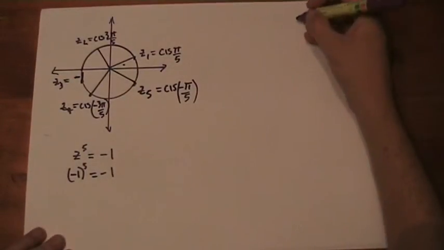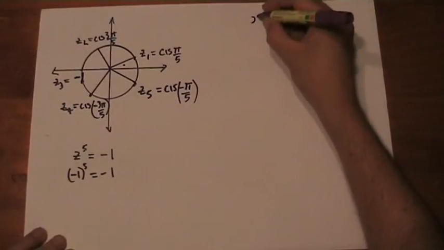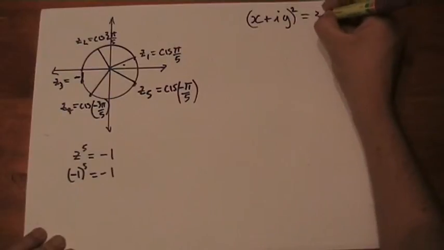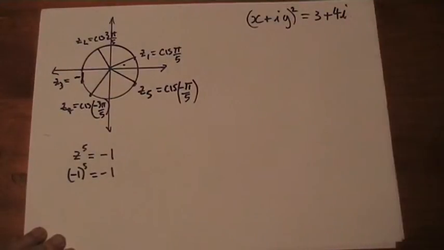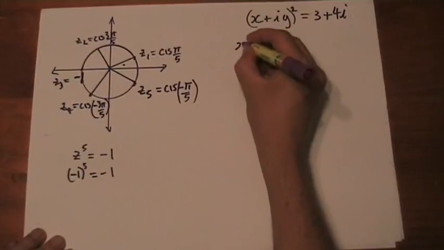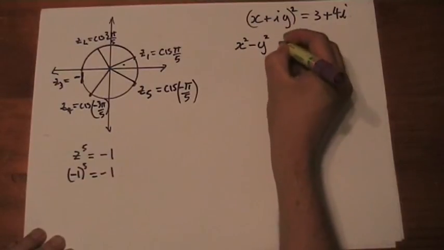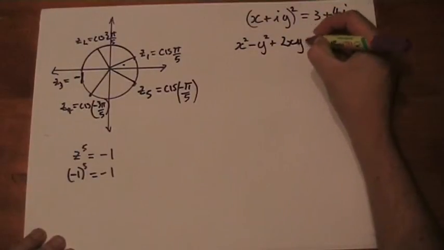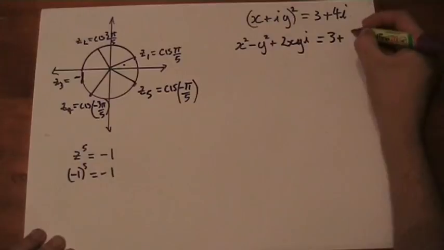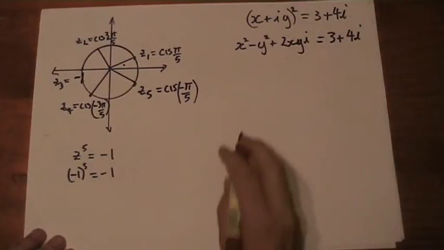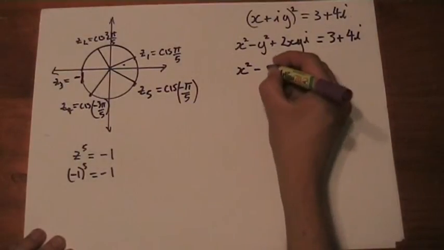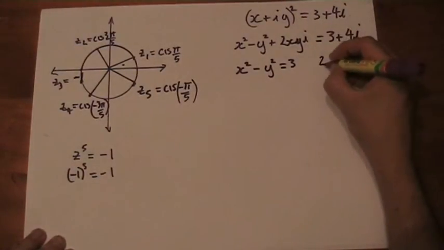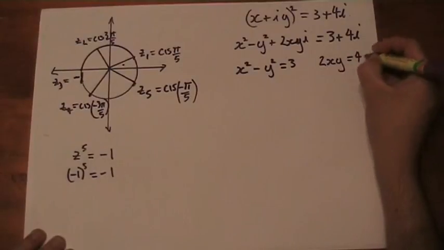Next question asks for the square root of 3 + 4i. So I'll let (x + iy)² equal 3 + 4i. I can expand this, get x² - y² as the real part, plus 2xyi, is equal to 3 + 4i. If I equate the real part, x² - y² is equal to 3. If I equate the imaginary part, 2xy is equal to 4.